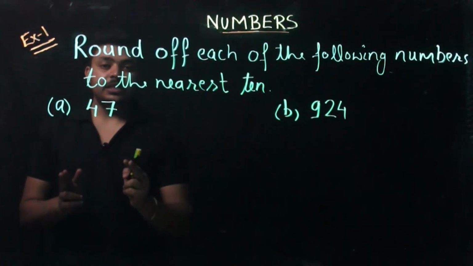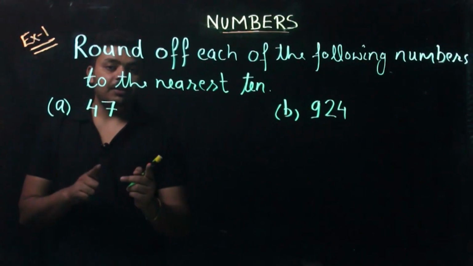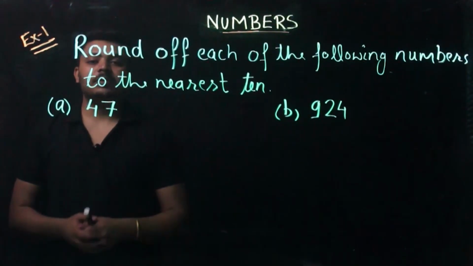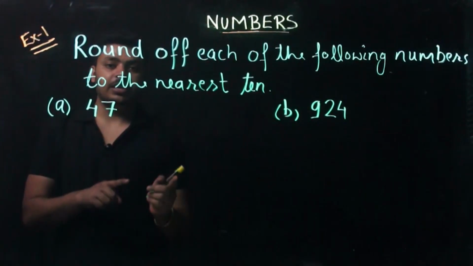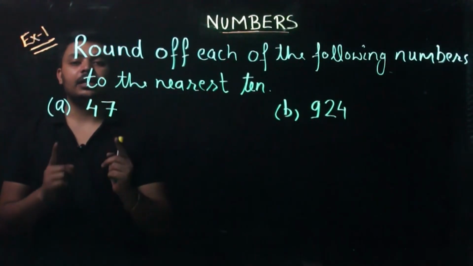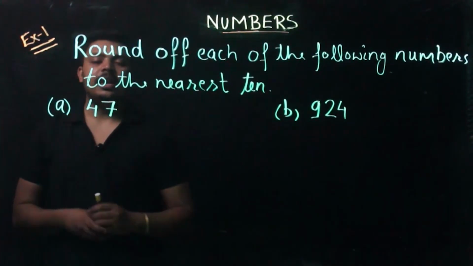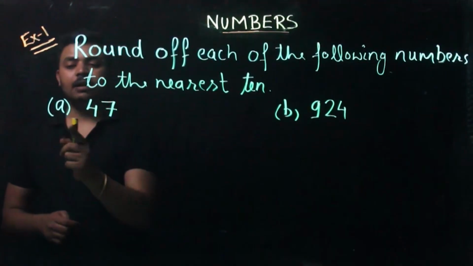Basically, if the digit at ones place is equal to 5 or greater than 5, then we need to replace the digit at ones place with 0, whereas the digit at tens place increases by 1. So let's take a look at our example first.